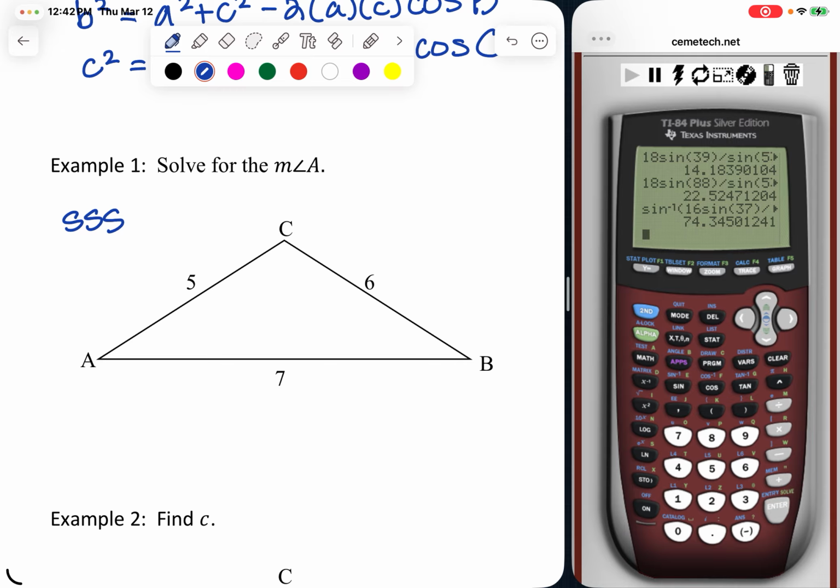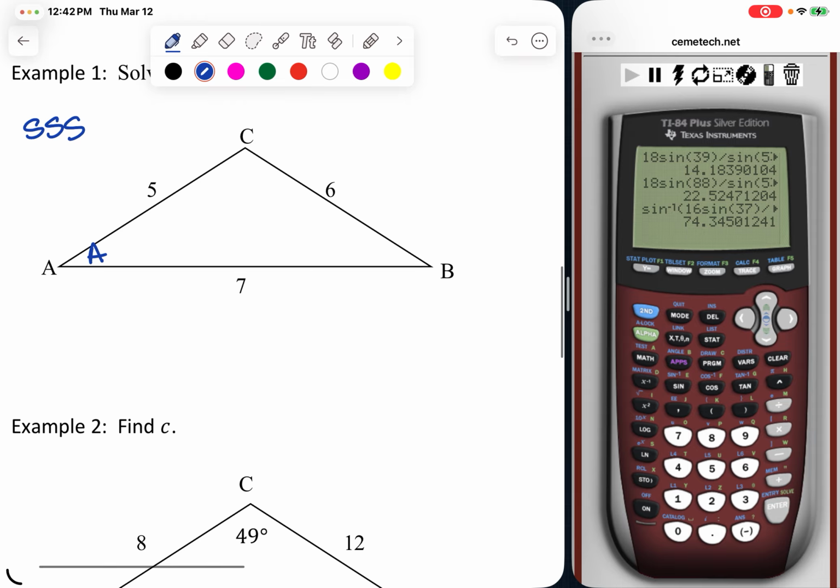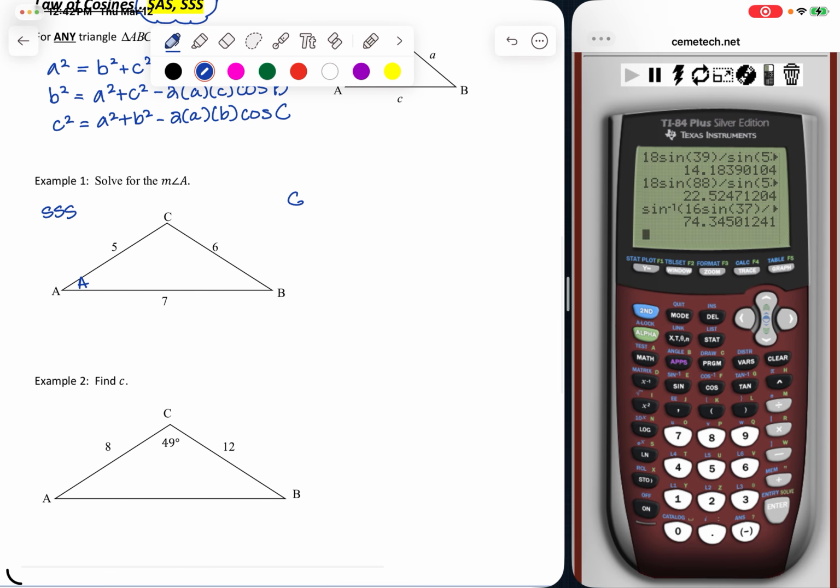We need to find angle A. If you want to put an angle A here, you can, okay? Now if you're solving for angle A, you're starting with side A squared. So we're going to do 6 squared is equal to the other 2 sides squared added up, 5 squared plus 7 squared, minus 2 times those 2 sides multiplied, times the cosine of angle A.